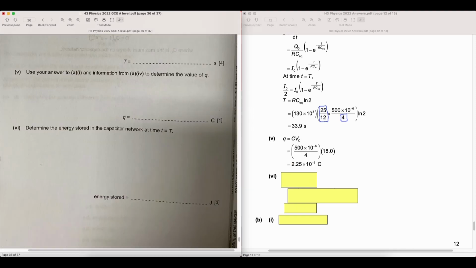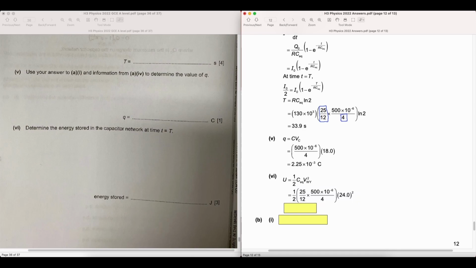Now lastly, what is the energy stored in the capacitor network? Energy of a capacitor is half CV squared, but do take note we need to take the equivalent capacitance and the voltage across all the capacitors. Substituting in the correct values for V, which is 24 volts, and the equivalent capacitance, which is 25 over 12 C, gives us this value for the energy.